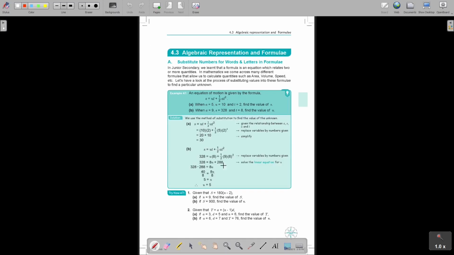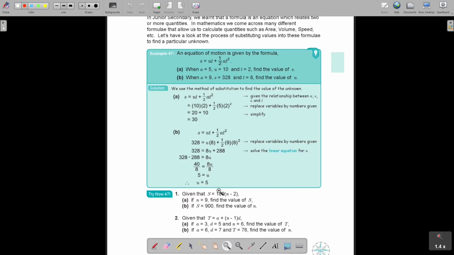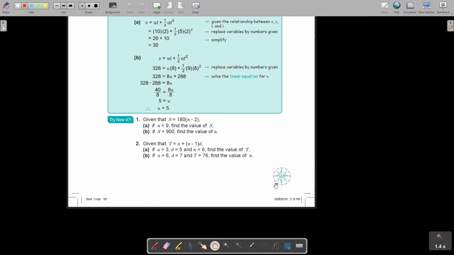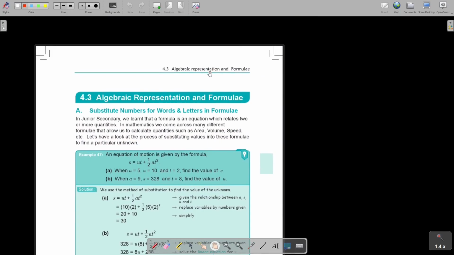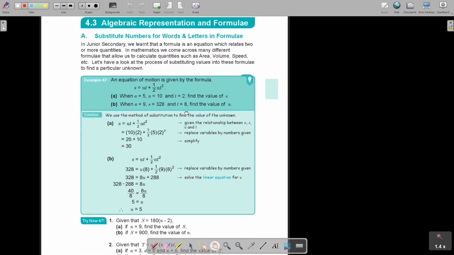Let's see where it is in the textbook. Okay, so it looks to me, it's on page 167. Do you see that? And that is algebraic representation and formula. So it's in the equation, okay, because it's an equation.